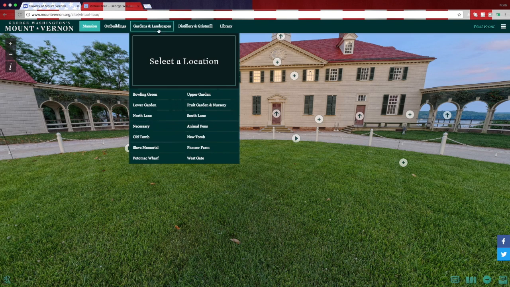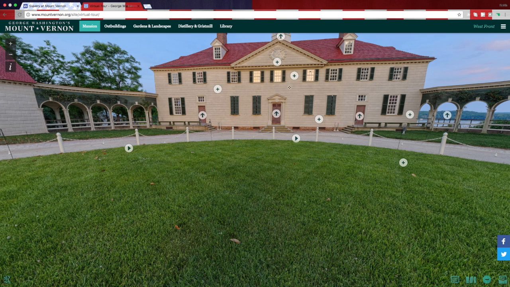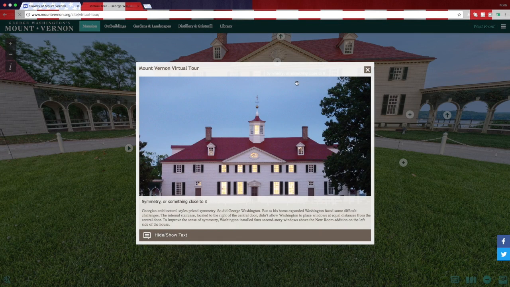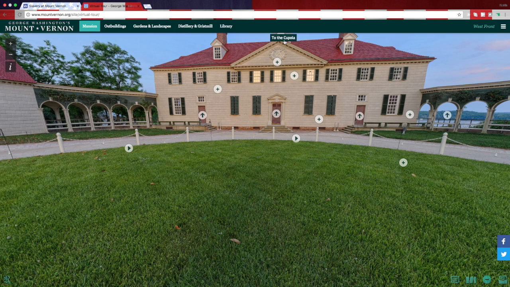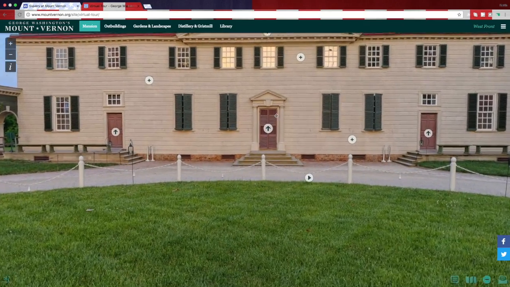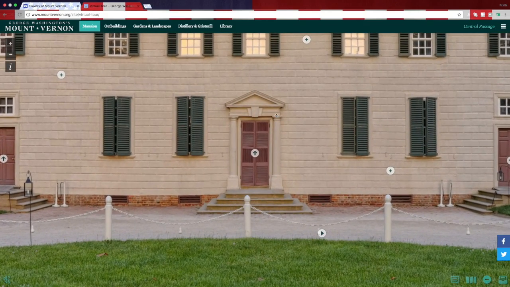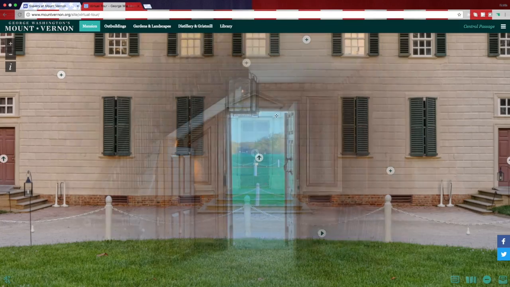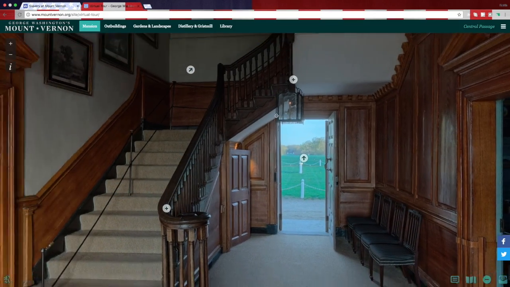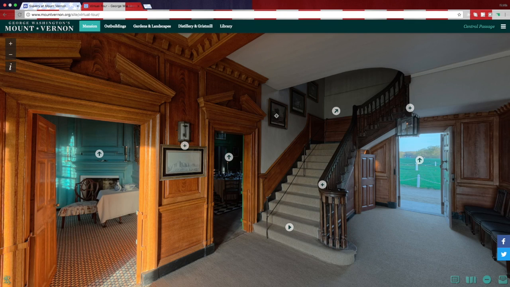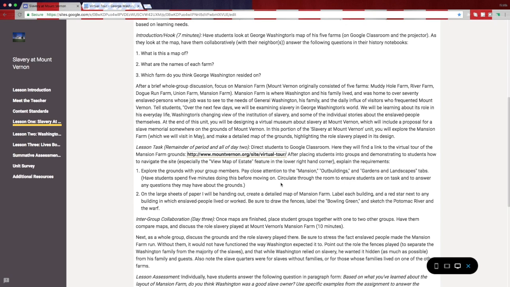Now, there's a number of ways to navigate this site. This site has lots of embedded videos, exploded views. Say you want to go inside the mansion. It's very interactive and it takes you through the entire grounds. And what students will discover is there was not a single portion of Mount Vernon that enslaved people didn't have access to or didn't work on. They were everywhere. And if it weren't for those 317 enslaved people, Mount Vernon would not have worked.